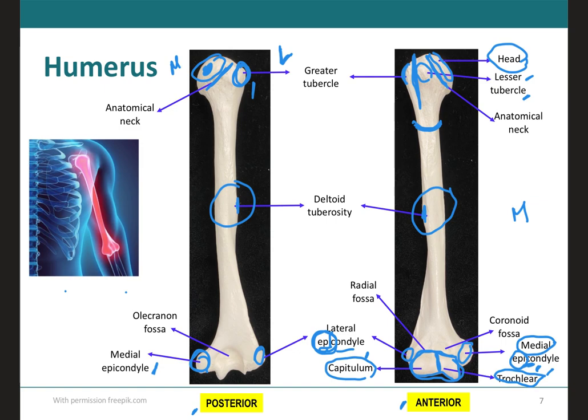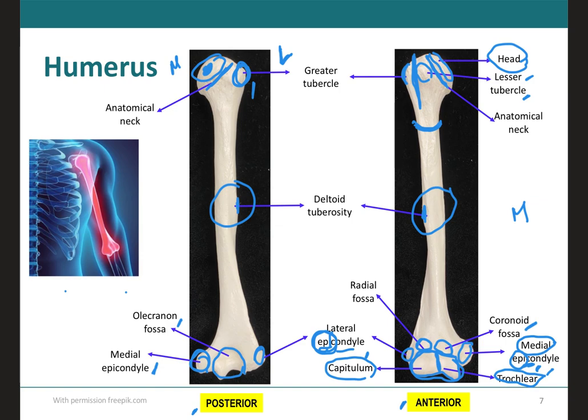Then we have several fossas in the humerus located distally, and these will articulate with the radius and with the ulna. Anteriorly, we have two. There's going to be one right over here, which is going to be the radial fossa, which, like the name says, will articulate with the radius. And then we have one located medially, which will be the coronoid fossa, which will articulate with the ulna. Posteriorly, we just have one big fossa, which is called the olecranon fossa, which will articulate with the ulna as well. And we will talk more about how this articulation occurs in a few slides coming up.